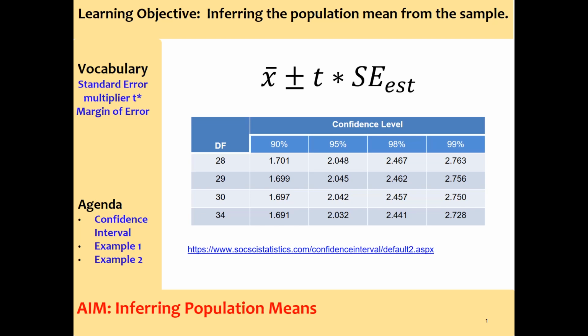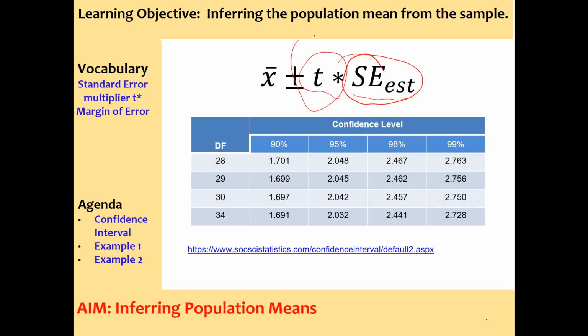Today's lesson is about inferring the population mean from the sample. And we're going to come back to something that we learned in previous units, which is the confidence interval. So from the sample, we're going to come up with the sample mean. Then we're also going to find the standard error, right? But then we have to multiply it with this t statistic, this t multiplier.